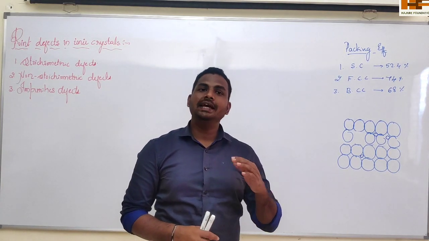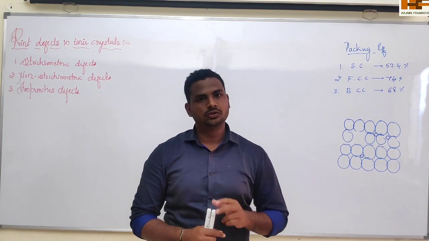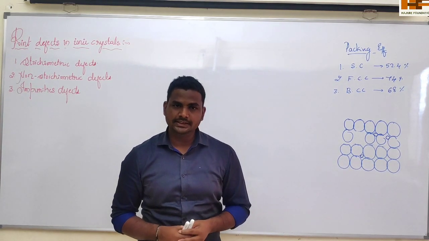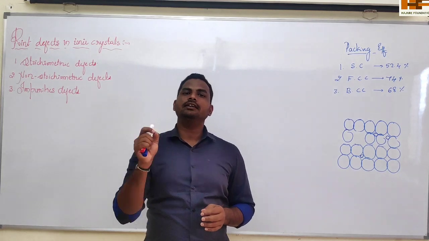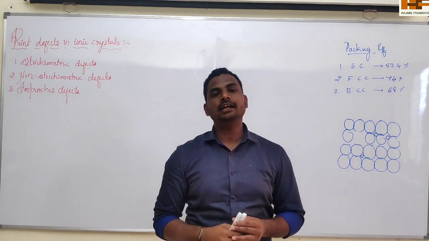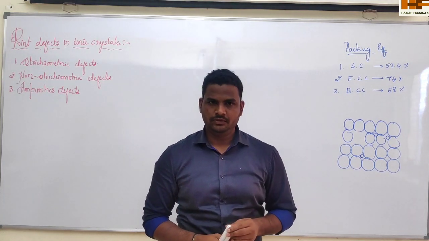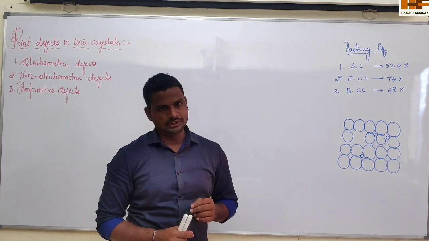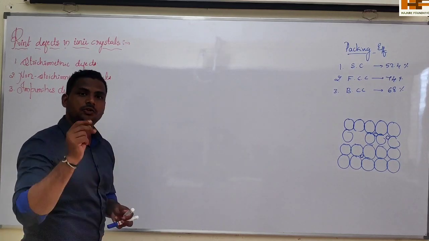But how can the defects be observed? Based on the missing of ions, we are again classified into two types. If the same number of cations and anions are missing from the crystalline lattice, that type of defect we call a Schottky defect. This is very important for your annual examination for 2 marks. In stoichiometric defects, again we have 2 types of defects.